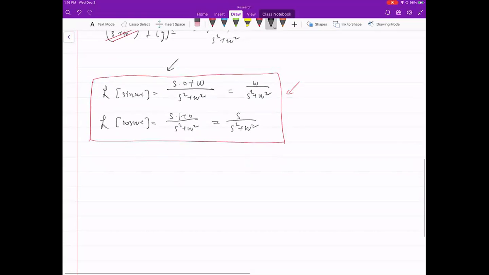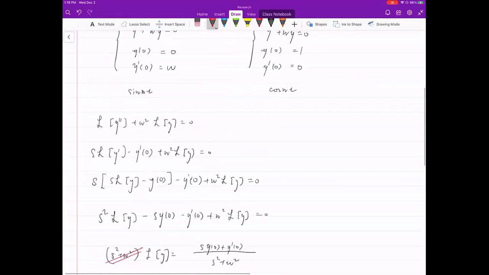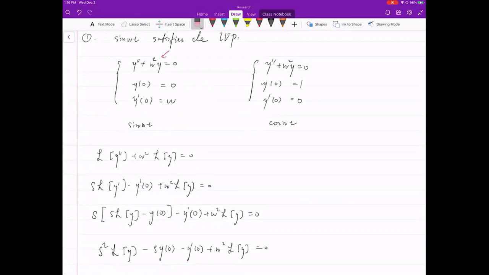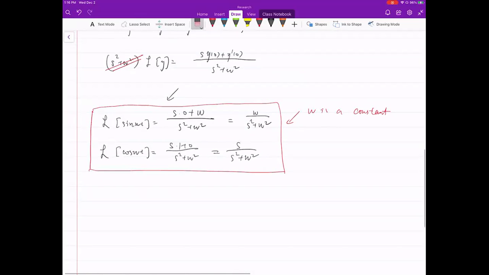Okay. Another thing you probably want to pay attention to is that omega is a constant. That refers to the natural frequency of the original spring. But s is a variable. So even though they look exactly symmetric, actually this one is more like x squared plus 1, and this one is more like 1 over x squared plus 1. So they're a little bit different.